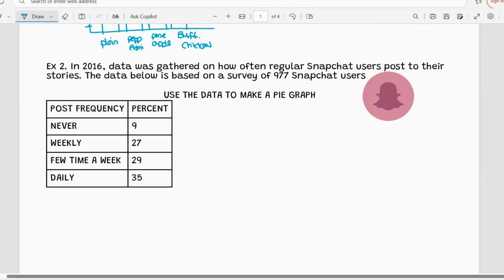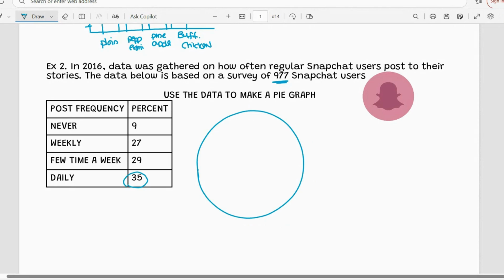Here's another example. It says, in 2016, data was gathered on how often regular Snapchat users post to their stories. The data below is based on a survey of 977 Snapchat users. Use the data to make a pie graph. So a pie graph is going to consist of percentages. When I'm making a pie graph, I draw my circle, and I like to start with the highest percentage first.